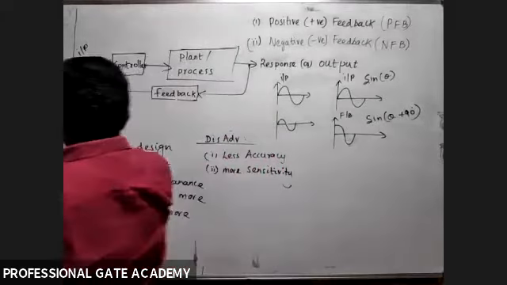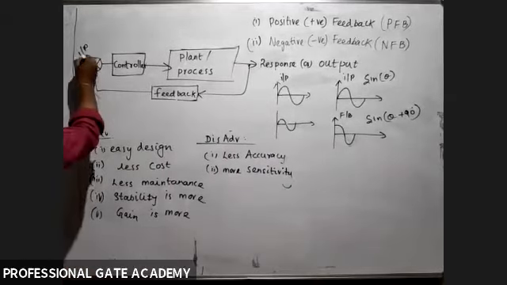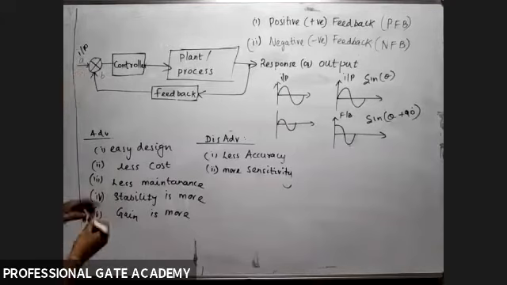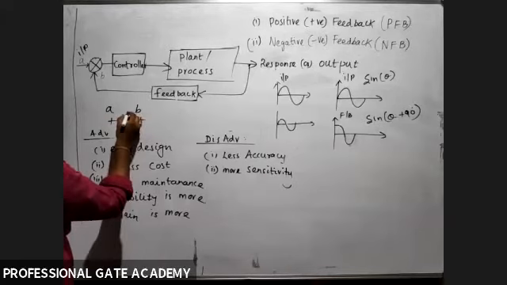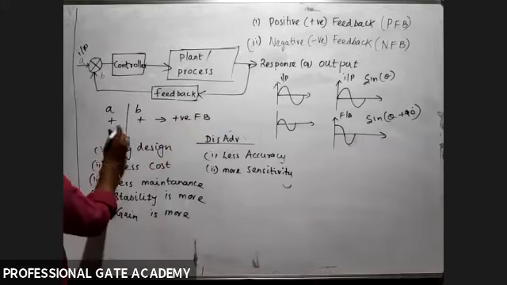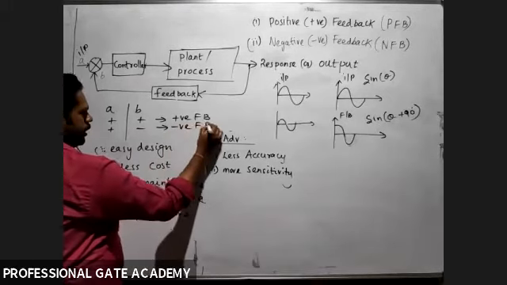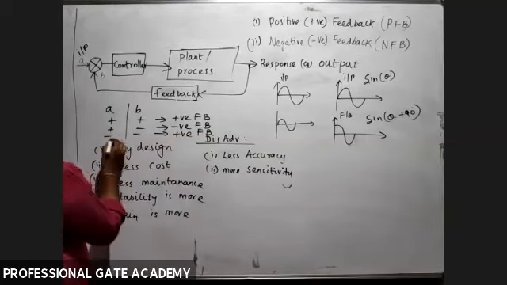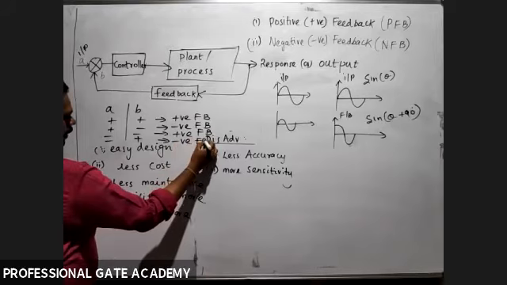Or you can look at it this way, for understanding purpose. Assume A and B. A can be plus or minus, and B can be plus or minus. So if A is plus and B is plus, what feedback? Positive feedback. A plus, B minus, what feedback? Negative feedback. A minus, B minus, positive feedback. A minus, B plus, negative feedback. Please note down.